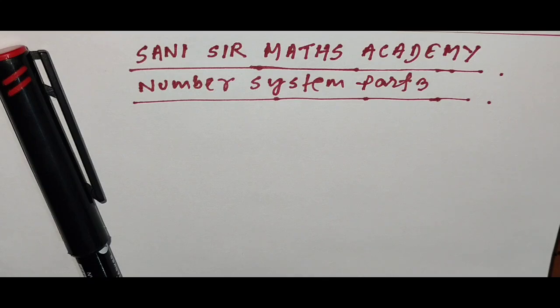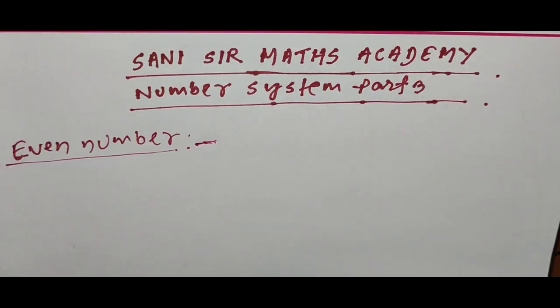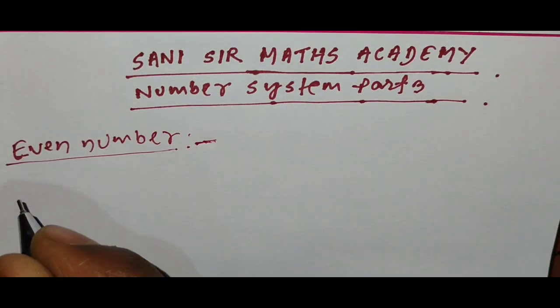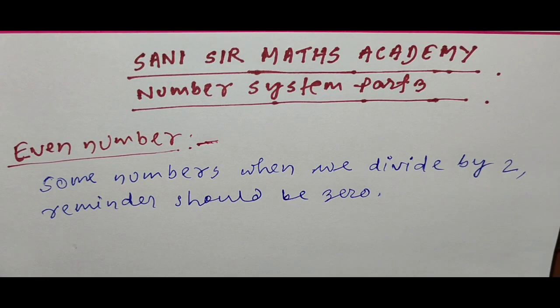Today we will discuss number system part 3. First we will discuss even numbers. These are some numbers that, when we divide them by 2, the remainder should be 0. Those numbers are called even numbers.